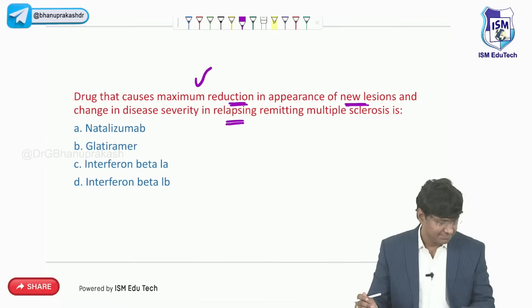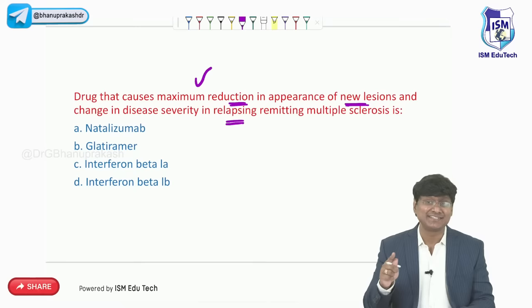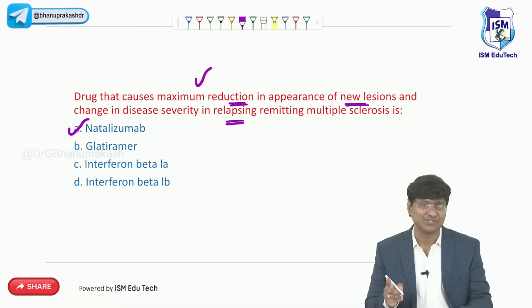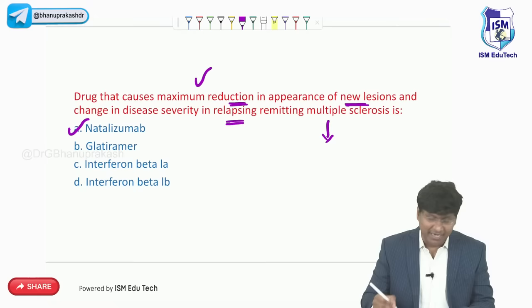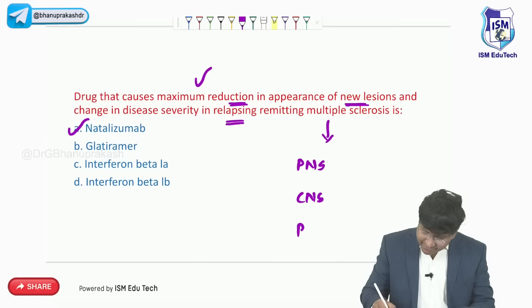Okay, so the maximum reduction in the appearance of new lesions is achieved by natalizumab. One quick question, please tell me: multiple sclerosis is a demyelinating disorder of the peripheral nervous system, a demyelinating disorder of the central nervous system, or a demyelinating disorder of the peripheral and central nervous system. What do you think is the correct answer? A, B, C.